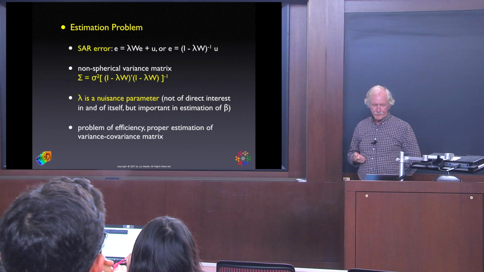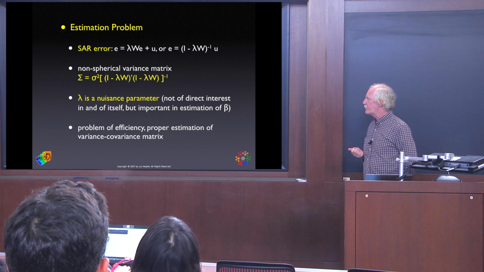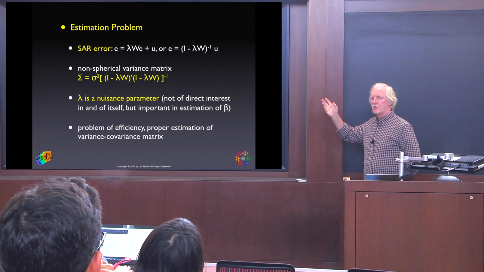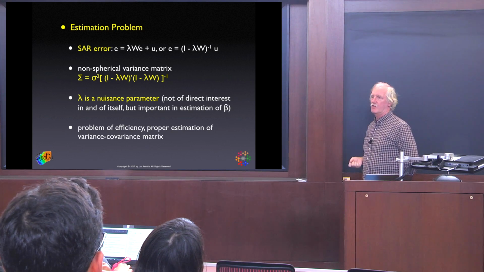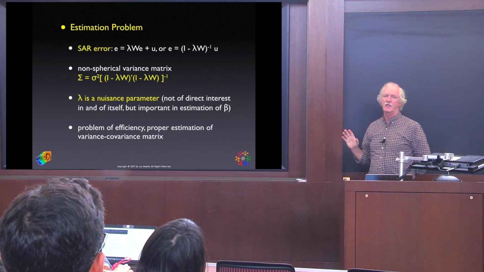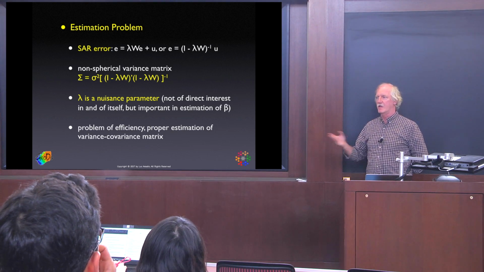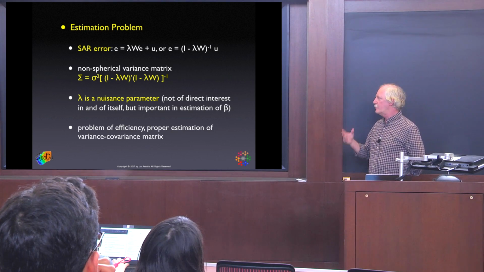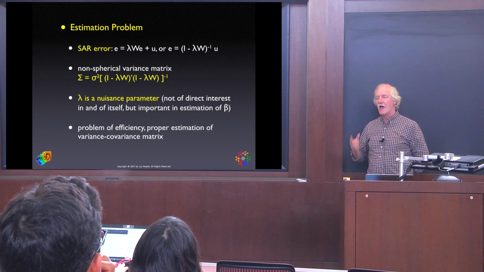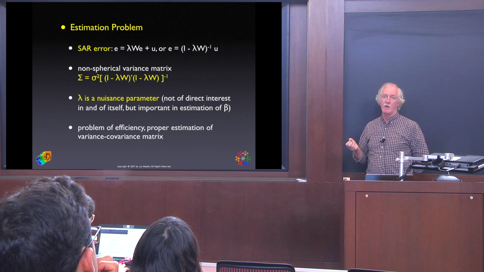So one way to look at it is that this is all about the error terms. So we don't really care about the significance of this parameter. And in that view of the world, lambda is seen as what is called a nuisance parameter. So it's a pain. It's in there, but it doesn't really matter in and of itself. Where it matters is to get a better estimate of the slopes, of the betas.